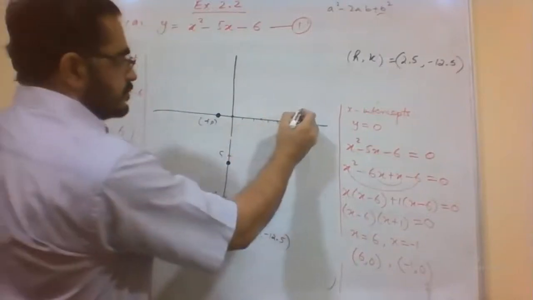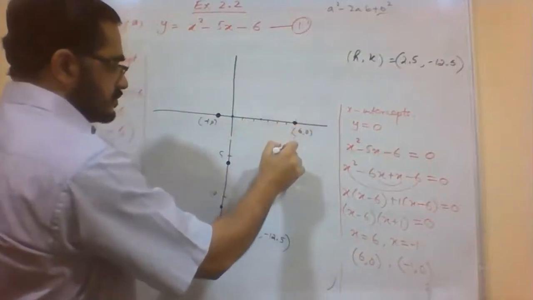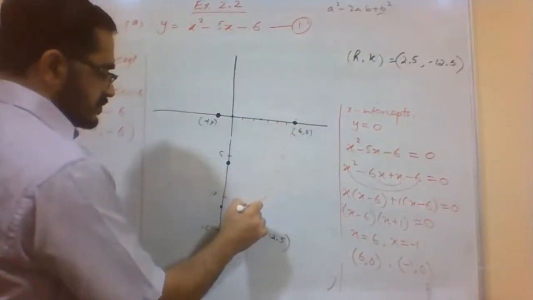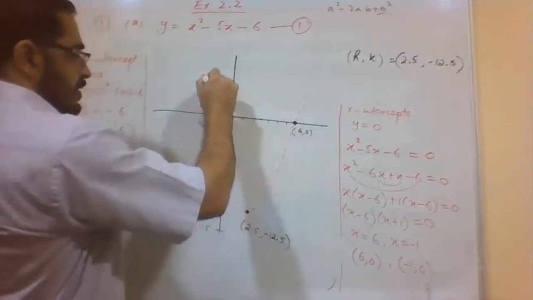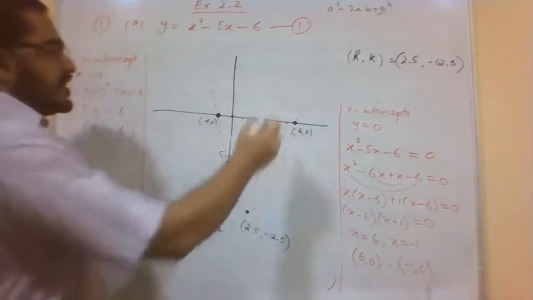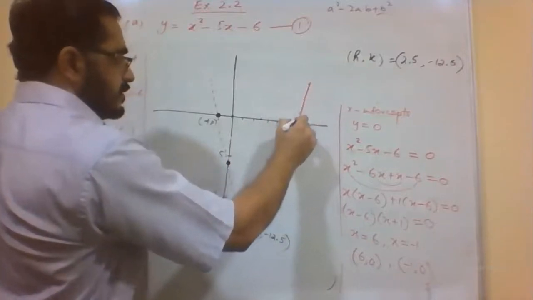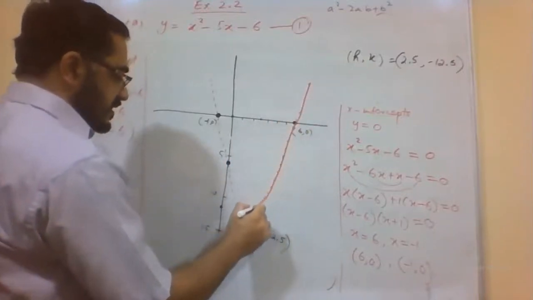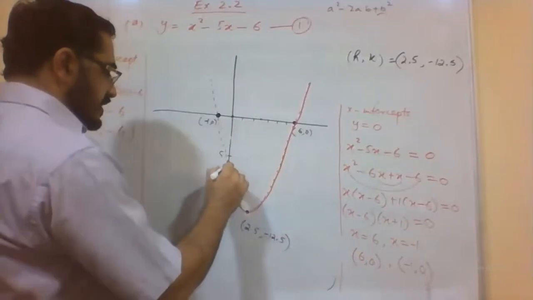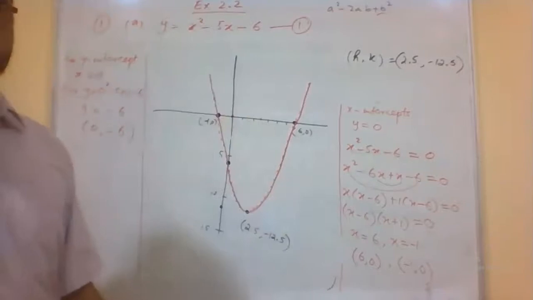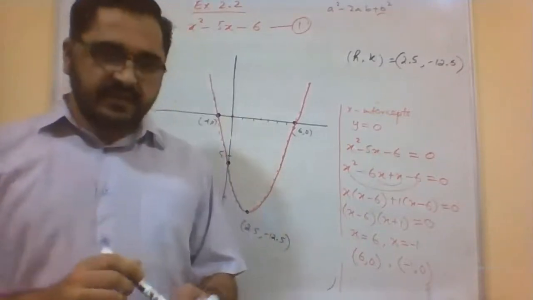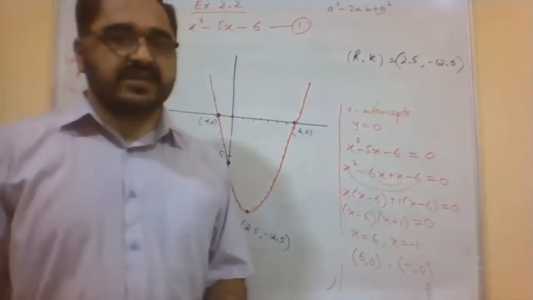How can we join? Like this. It means here the sketch of the given quadratic function is this one. This is the sketch of the given quadratic function.